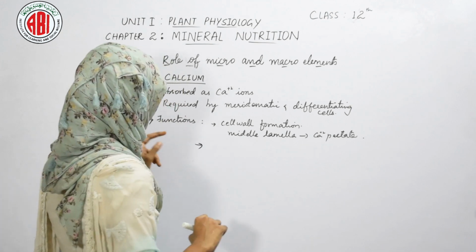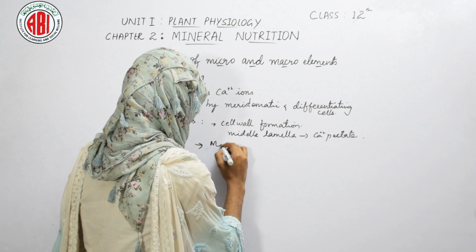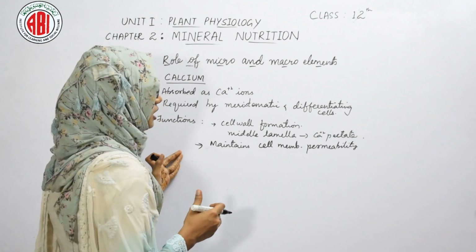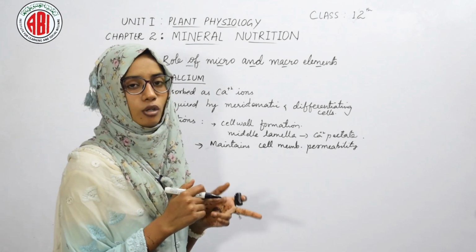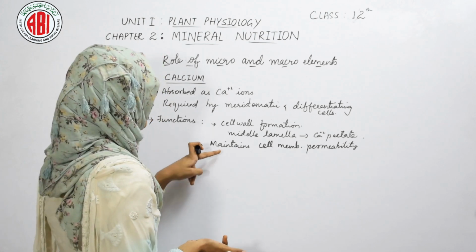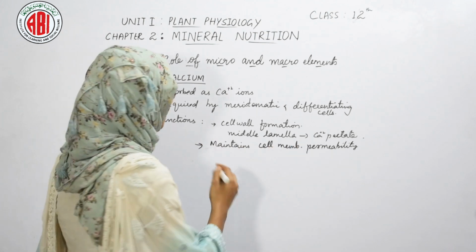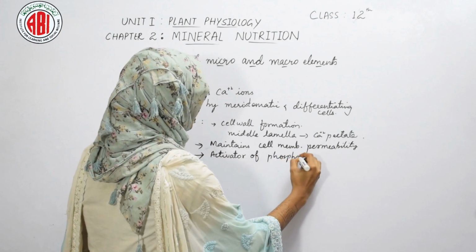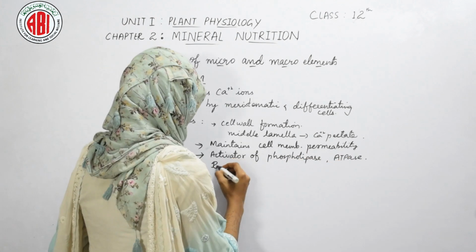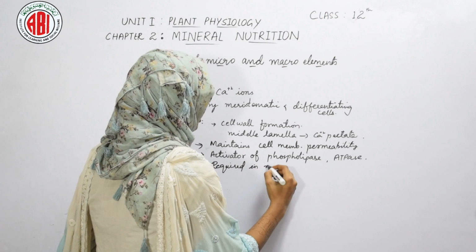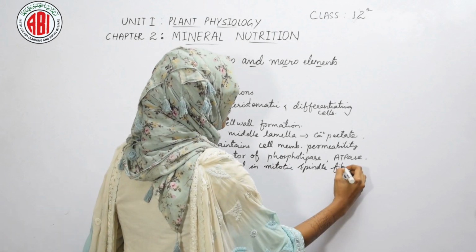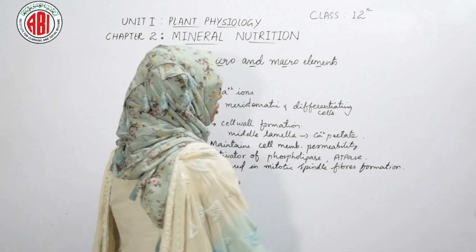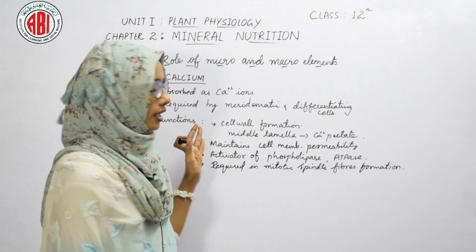The next function of calcium is it maintains the cell membrane permeability. That means the calcium ions maintain the transportation of materials into the cells and out of the cells, hence it maintains the cell membrane permeability. It acts as the activator of enzymes like phospholipase and ATPase. Calcium is required in mitotic spindle fiber formation. The spindle fibers which are formed during mitotic division can be formed in the presence of calcium ions.